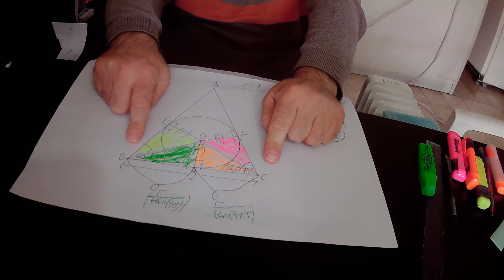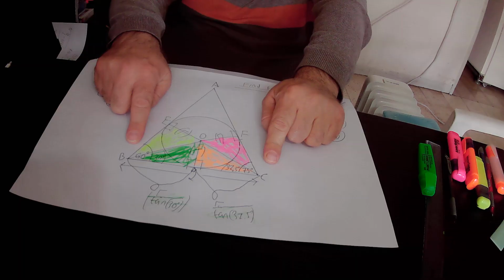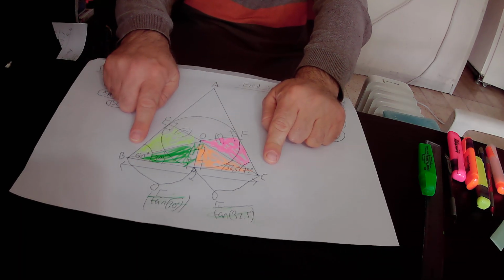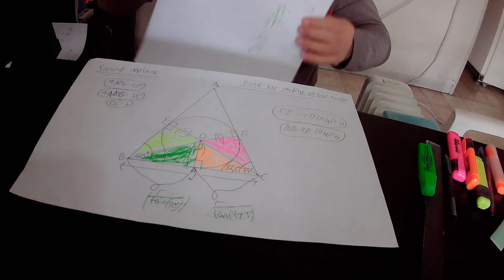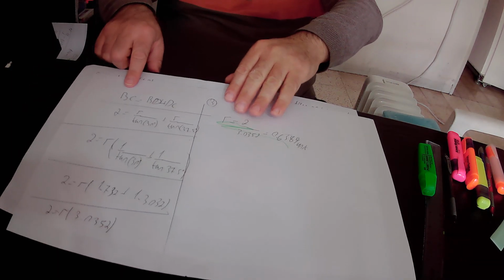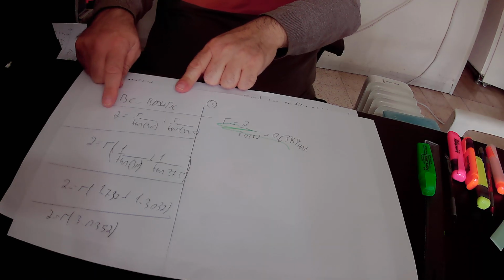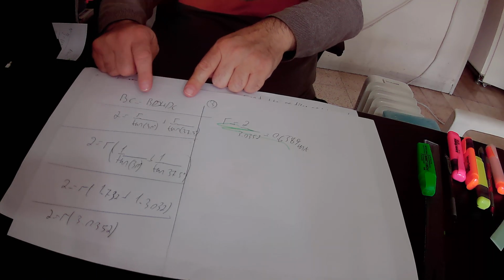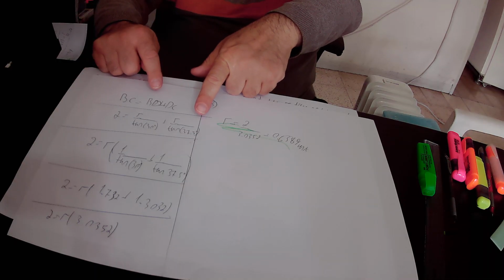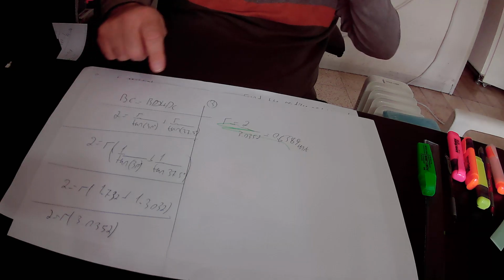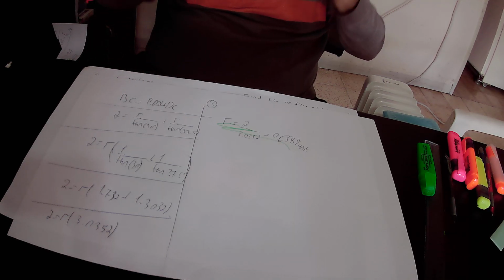BC, from the drawing it is very easy to see that BC equals BD plus DC. Okay, BC equals BD plus DC. Repeat again. BC equals BD plus DC. BC is 2, BD is R over tan 30 degrees, and DC is R over tan 37.5 degrees. So in conclusion, we found that 2 equals R over tan 30 degrees plus R over tan 37.5 degrees.